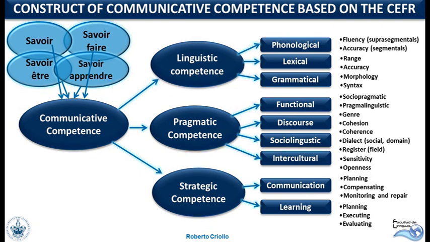But obviously, all of these elements that we see in the end need to be further divided so we can measure them. How are we going to measure, for example, grammatical competence? We know that we have morphology and we have syntax, but how do we measure them?